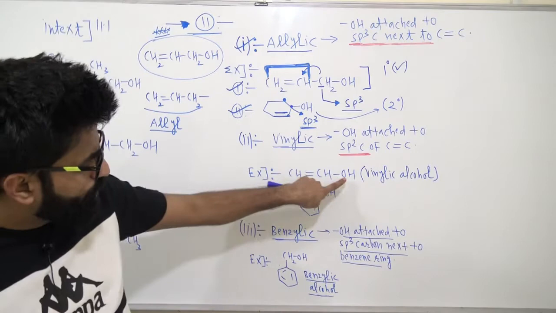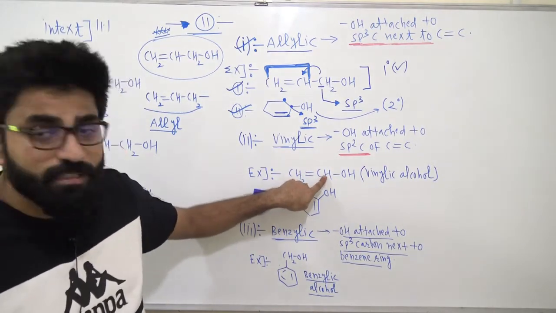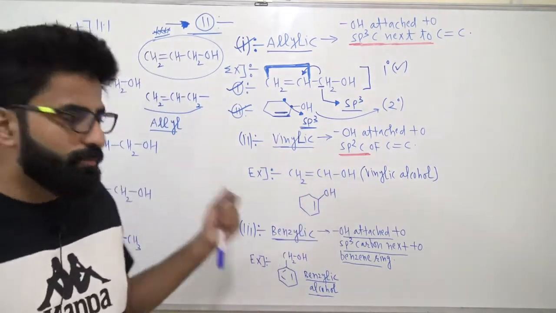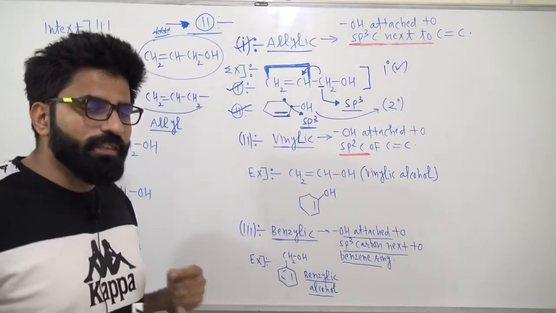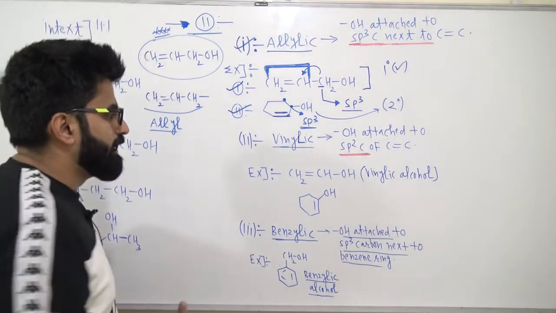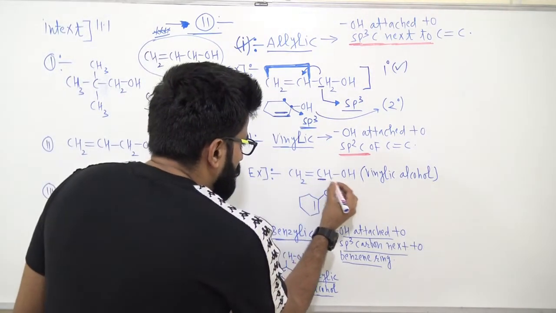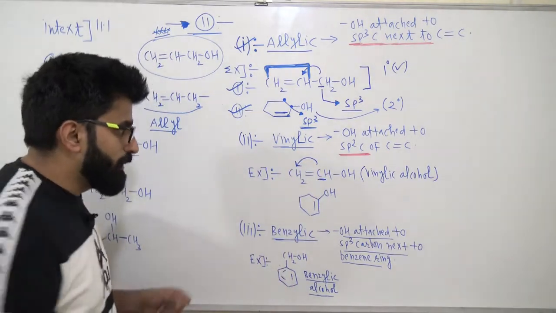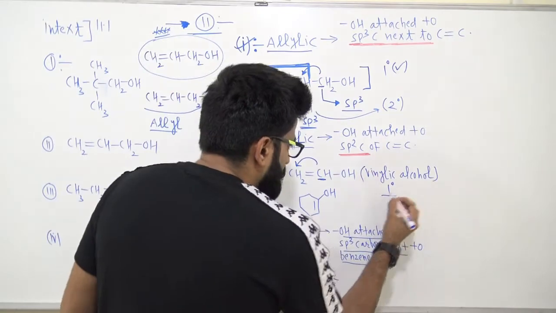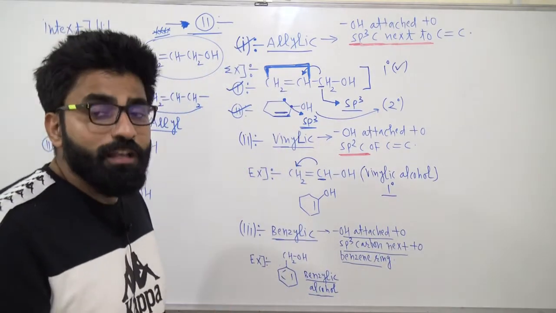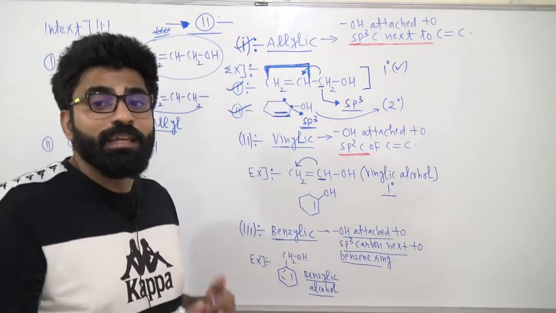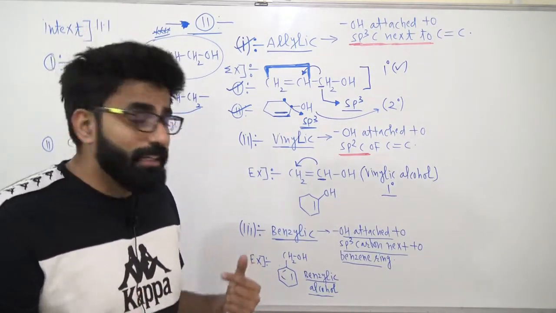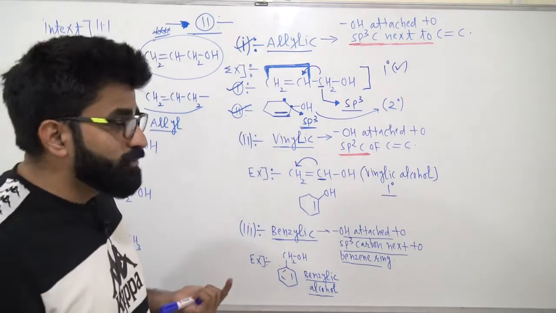Take CH2 double bond CH single bond OH. If I ask you the degree of this alcohol, the first classification is on the basis of degree. The carbon to which OH is attached is attached to only one carbon, so this is a primary, 1 degree alcohol. But my next question is, what kind of alcohol is it? Is it allyl, vinyl, or benzyl?